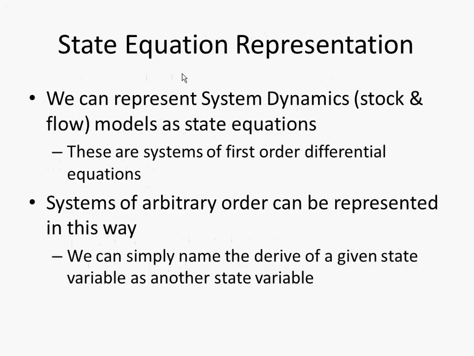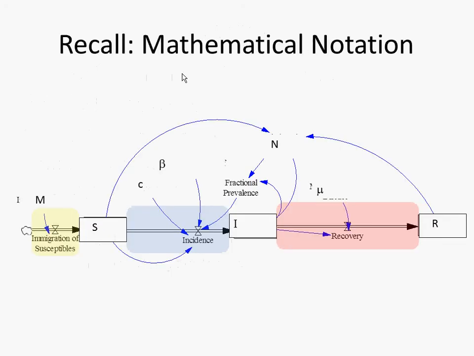So just as a reminder, we've seen this before. We can represent system dynamics models, stock and flow models as state equations. These are systems of first-order differential equations. First order because we have the first derivative of a state variable at each successive element on the left, dx/dt equals this, dy/dt equals that, etc. On the right-hand side, we have the derivatives, which are the net flow into or out of that state variable. And we can represent systems of arbitrary order. I noted that if we have a high-dimensional or a high-order differential equation, we can represent it as a system of lower-order differential equations. So we've seen this before.